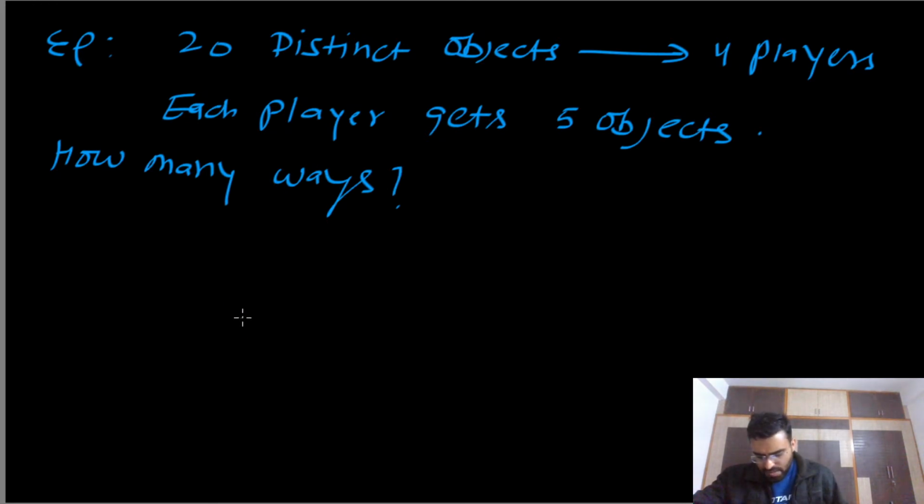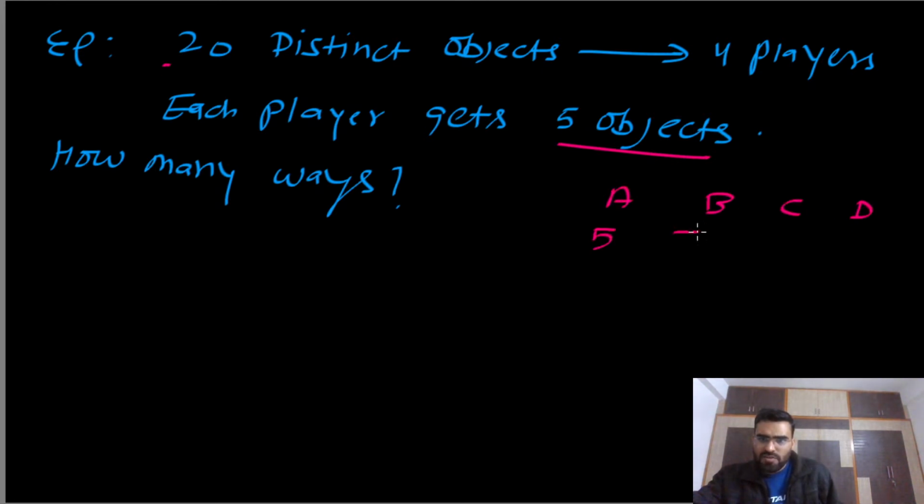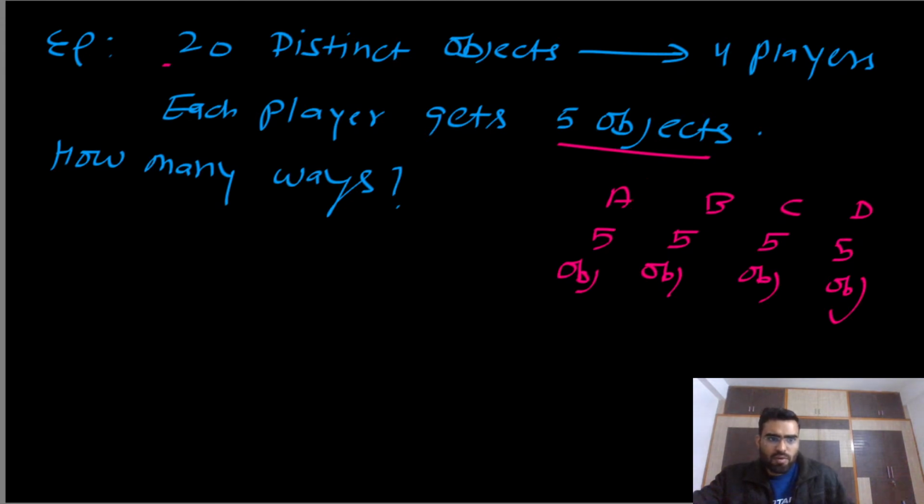Now let's see how to do this. It is very simple. First of all, each player must get 5 objects. You have player A, player B, player C, player D. Each player must get 5 objects. Now this A must get 5 objects. There are 20 objects, so what I can do is select 5 from 20.